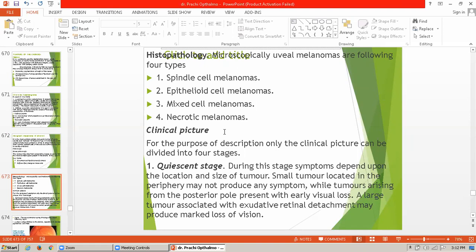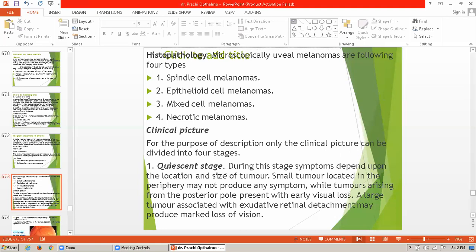The clinical picture of it, for the purpose of description, can be divided into four stages. First one, that is the quiescent stage.